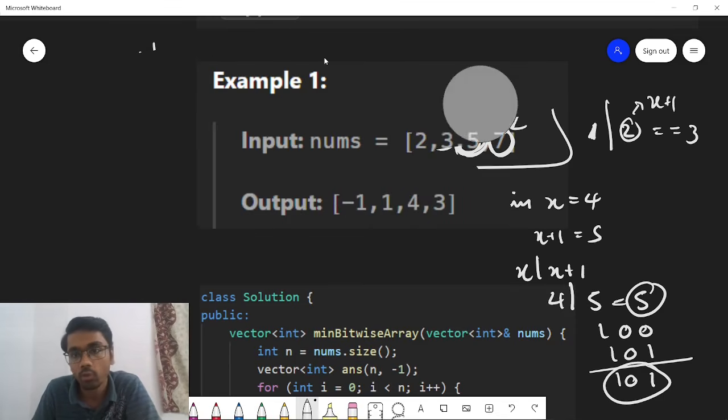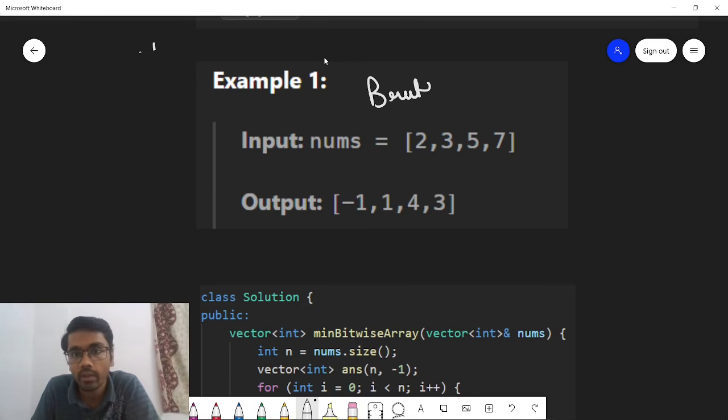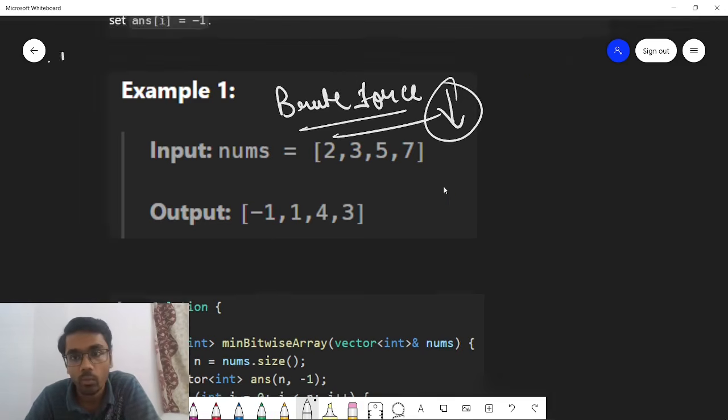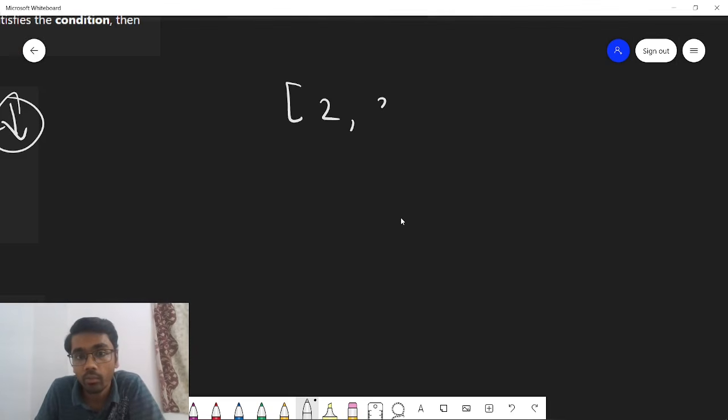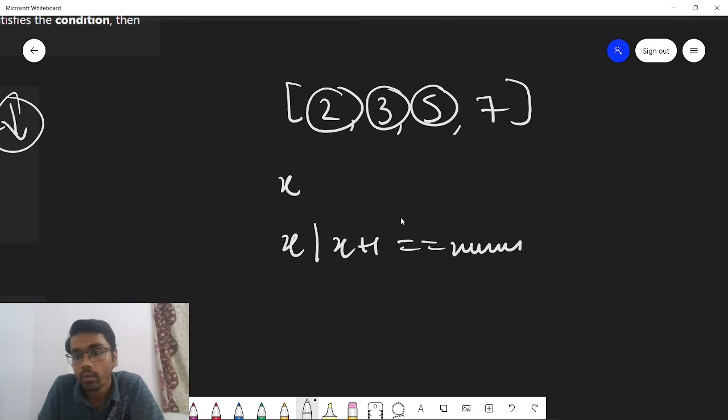So how can we find a solution for this problem? First is the brute force approach, and the brute force approach will work in this problem. You will get accepted because this is an easy problem and the constraints are very low. But we will also see the optimized approach. So first, what can be the brute force approach? Let's say our nums array is given like this: 2, 3, 5, 7. Now for each and every nums[i] value, we need to find x such that this x is as minimum as possible and x OR x + 1 is equal to nums[i].